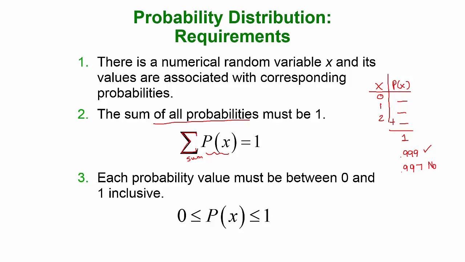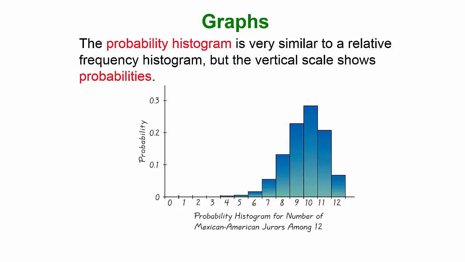Each probability value must be between 0 and 1 inclusive. So the individual probabilities have to range from 0 to 1. They're in decimal form like 0.3 or 0.5. You can't ever have anything greater than 1 or negative in those probabilities. A probability histogram is similar to a relative frequency histogram, but instead the vertical scale shows the probabilities.